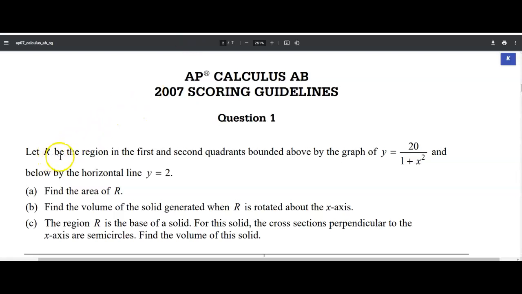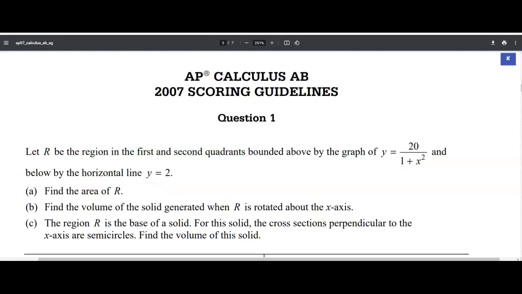So let R be the region in the first and second quadrants. So we see that we're looking at an area named R, and it's in the first and second quadrants. It's bounded above by this function, and it's bounded below by this function, which is just a horizontal line. So we don't really need to graph it, I don't think, but we can. The reason you don't really need to is because they're telling you which one's on top and which one's on bottom. I guess we would actually need to graph it to find out where they're intersecting so that we know the limits of our integral.